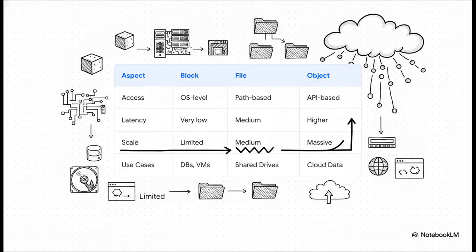This table right here is your cheat sheet. Let's just quickly walk through it. First up, access. Block is that raw operating system level access. File is the familiar paths and folders you know and love, and object is all done over the web with APIs. Next, latency. We've got very low for our sprinter, medium for our librarian, and a bit higher for our warehouse. And then the big one, scale. Block is pretty limited, file can handle a medium amount, and object is just massive. And all of that points you right to the best use cases at the very bottom. Databases and VMs for block, shared drives for file, and all that cloud data like backups and media for object.